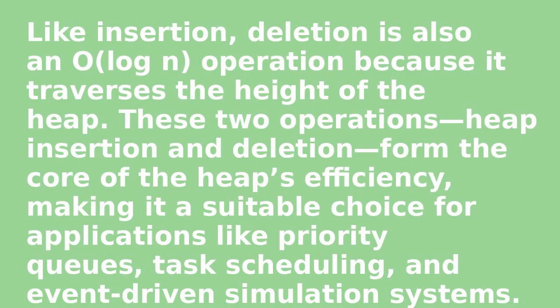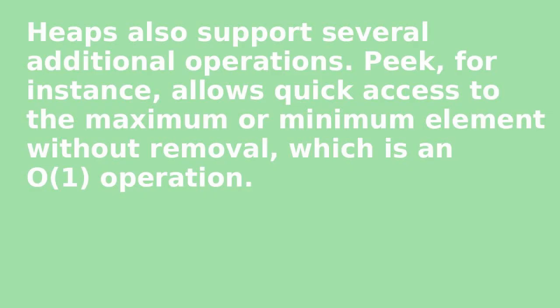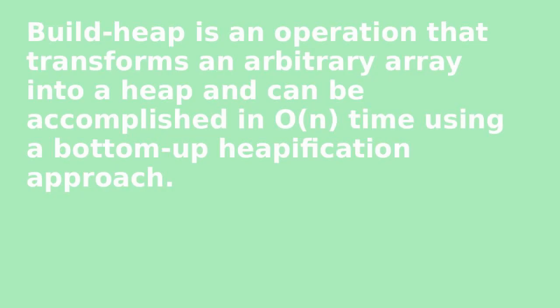These two operations, heap insertion and deletion, form the core of the heap's efficiency, making it a suitable choice for applications like priority queues, task scheduling, and event-driven simulation systems. Heaps also support several additional operations. Peek, for instance, allows quick access to the maximum or minimum element without removal, which is an O(1) operation. Build heap is an operation that transforms an arbitrary array into a heap and can be accomplished in O(n) time using a bottom-up heapification approach.